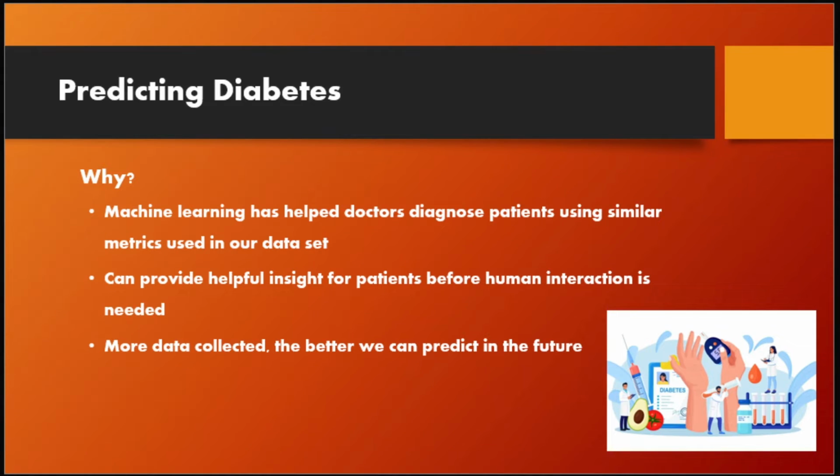Predicting diabetes. Why should we? Well, machine learning has actually been used to help doctors diagnose patients using similar metrics used in our dataset. This can provide helpful insight for patients before human interaction is even needed. So filling out an online form can give patients helpful insight on their health status. As well as the fact that if more data is collected over time, the better we can predict in the future. We will use supervised machine learning in our assignment, and the more supervised information we provide the machine, the better it will be at predicting.